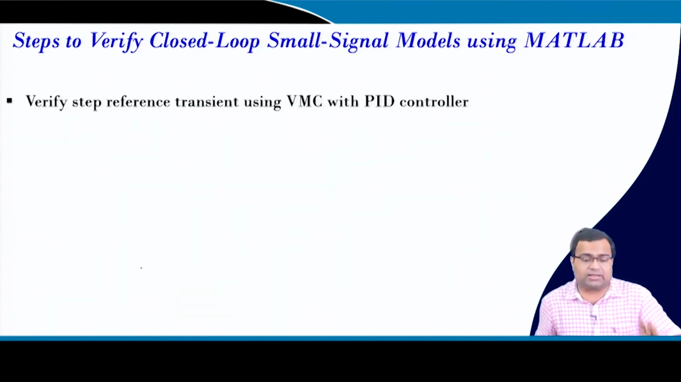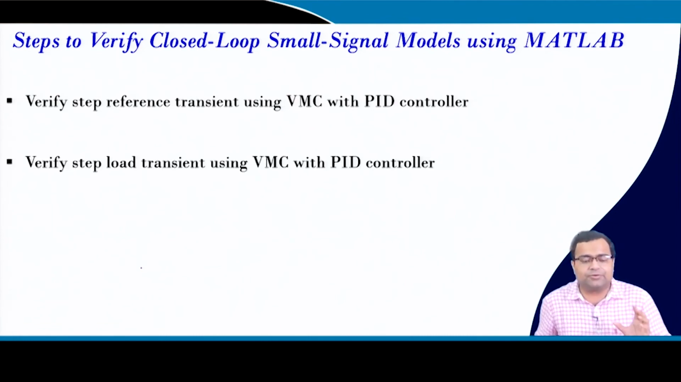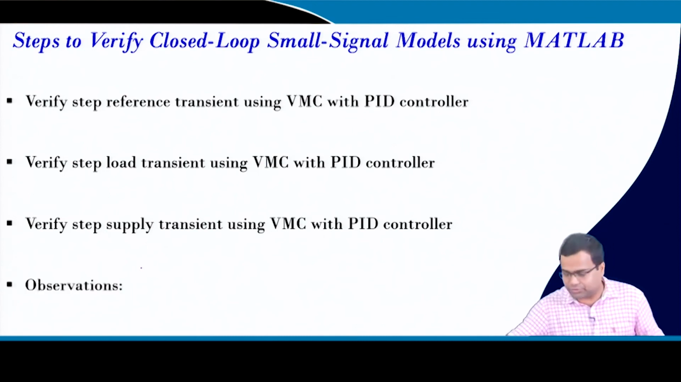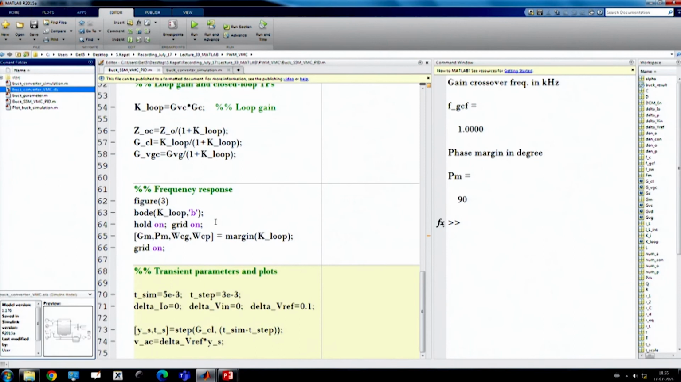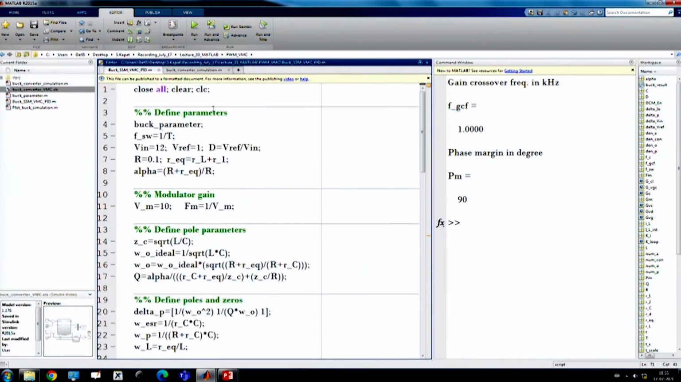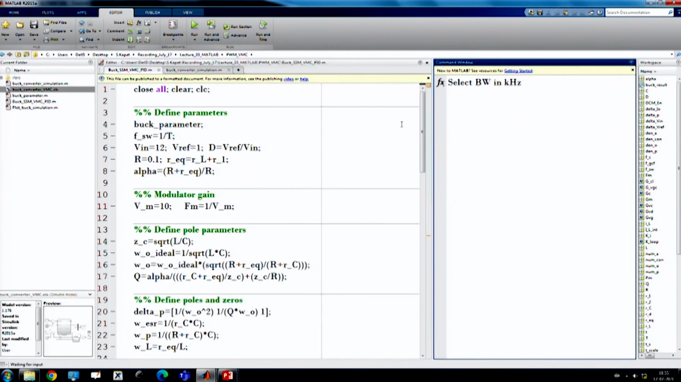So, now we want to verify the step reference transient using voltage mode control with a PID controller, verify the step load transient, verify the supply transient, and we need to observe. So, let us go back to our MATLAB simulation. The first thing we want to check is the step reference transient we have set. Now, here it will ask for bandwidth.